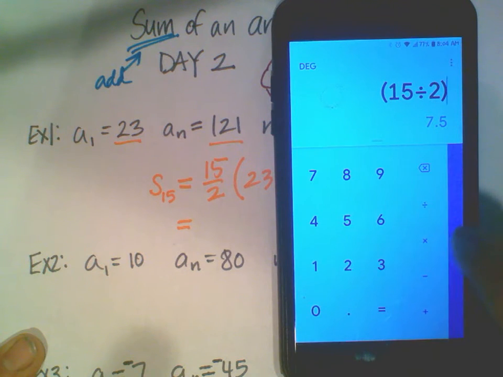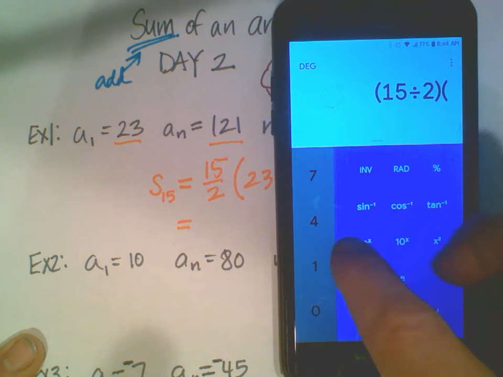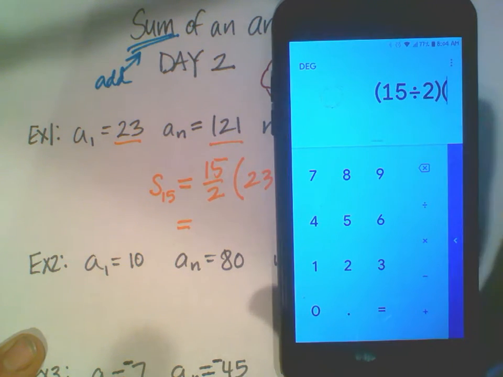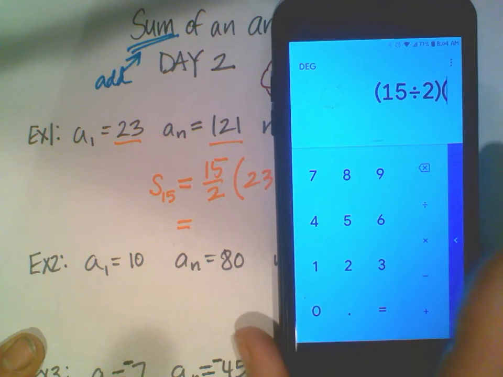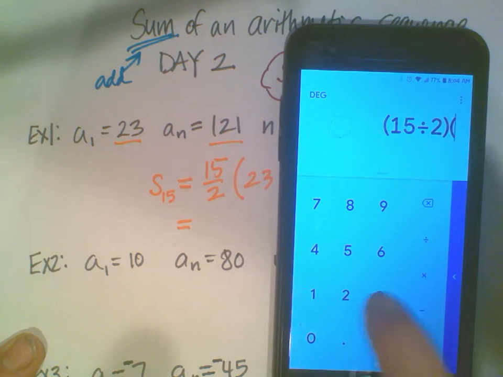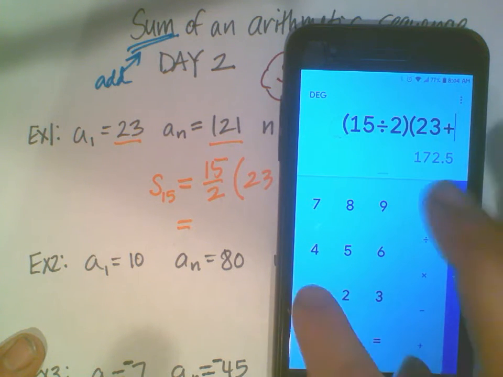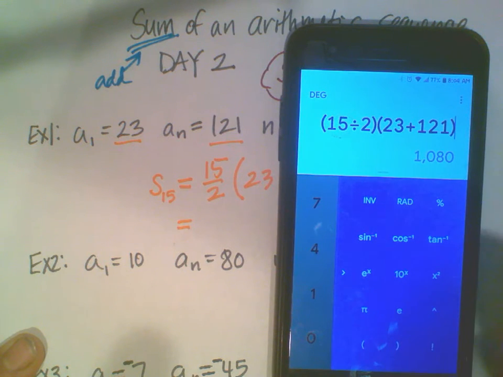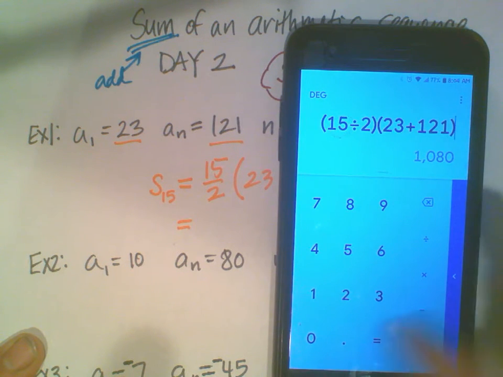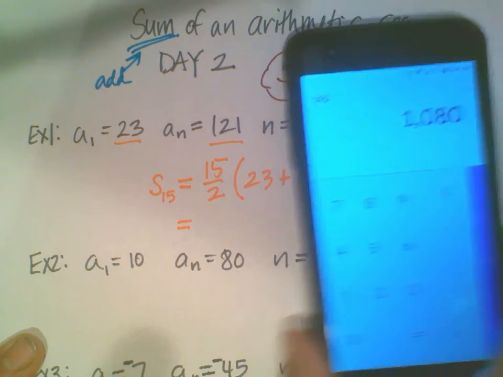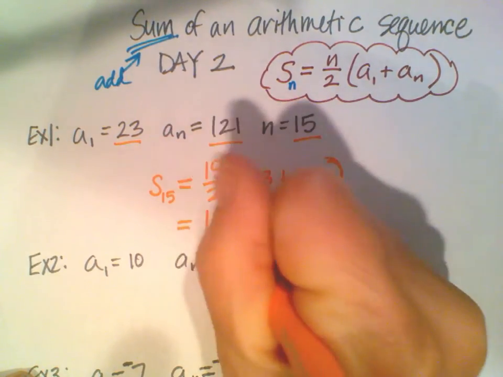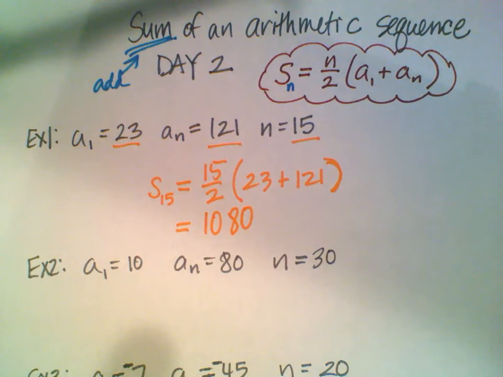And then I have to open up the parenthesis again. That's just how mine is. I have to do it that way, otherwise it won't divide the 15 divided by 2 separately. Then I can add the rest of it, 23 plus 121, end parenthesis, and then I can go back and hit equals. And so I got 1,080 for my answer. So the sum of the first 15 terms is 1,080.